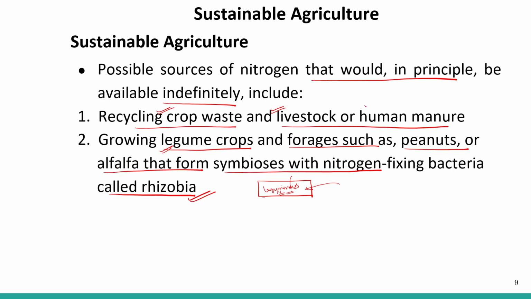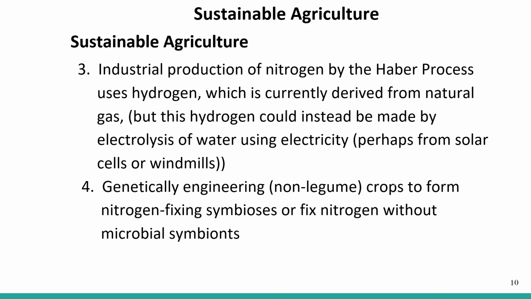We can use manure made from livestock or crop waste, or we can grow leguminous crops with mixed cropping, like if we see wheat and mustard crops grown together. Okay, so these things we can do to avoid chemical fertilizer and go for sustainable agriculture. This is one of the examples of sustainable agriculture.